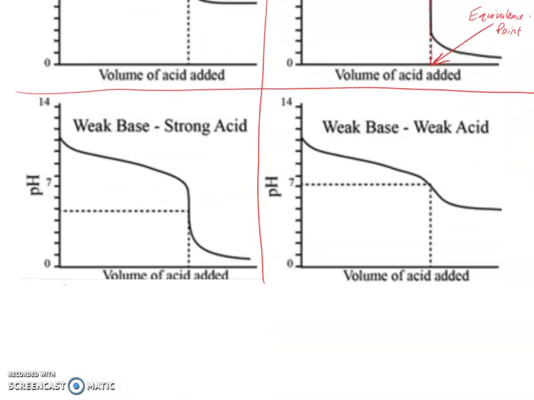Bottom left graph, the opposite thing is happening here. You're starting with a weak base, so your pH is not all the way up at the top. Add your acid, and at the equivalence point, your solution is acidic. And we won't really worry about the weak base, weak acid. That's not a very popular titration.